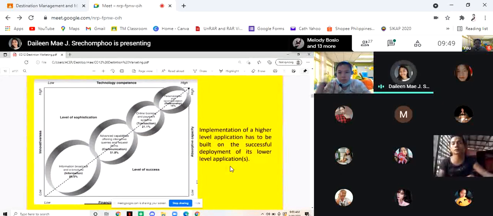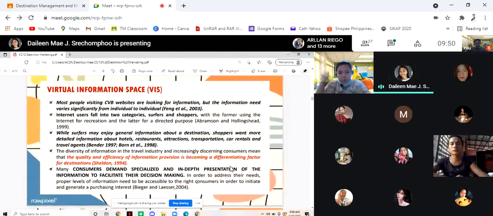Sabi dito, implementation of higher level of application has to be built on the successful deployment of its lower applications. So, kapag successful daw yung applications dun sa website na yon, yung smooth yung transaction, maraming information available dun sa website, at may way of communication. Yung level of sophistication ng marketing or DMS is very high din. So, yun. Tapos ito yung isang function ng DMS, Virtual Information Space.